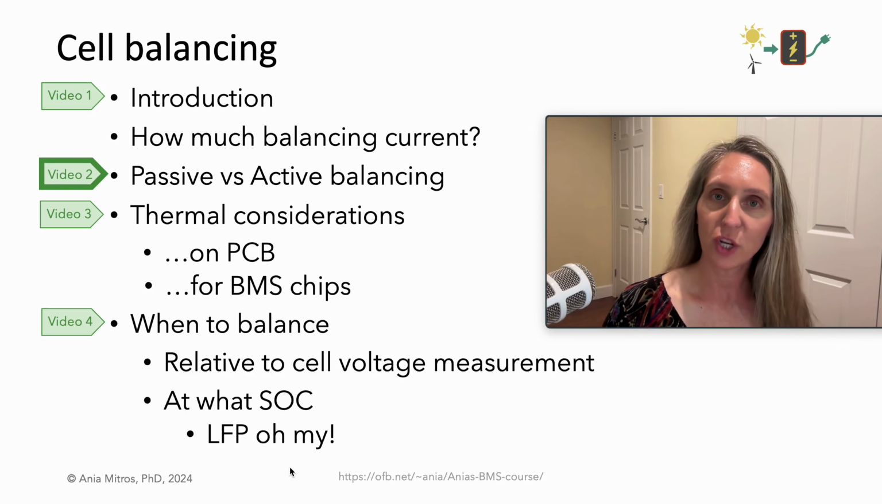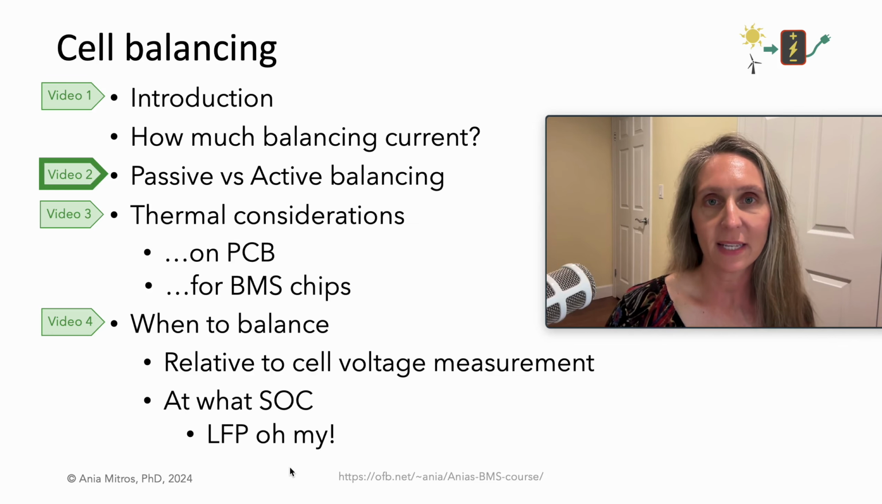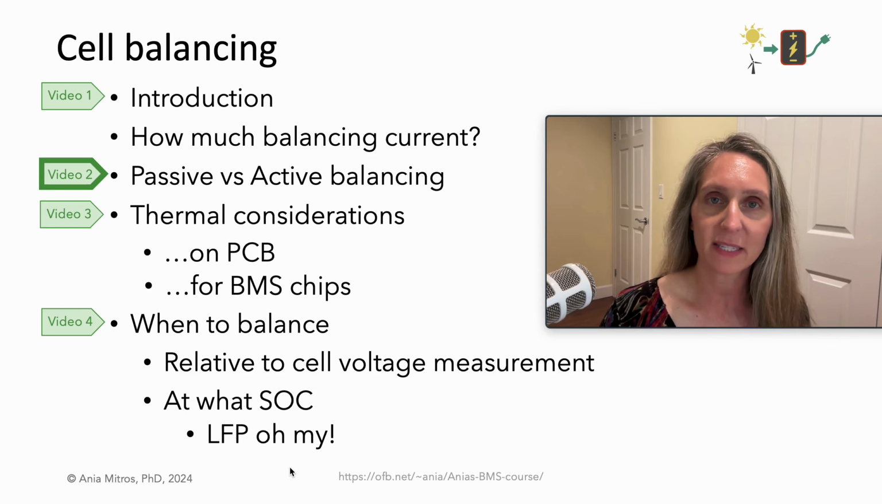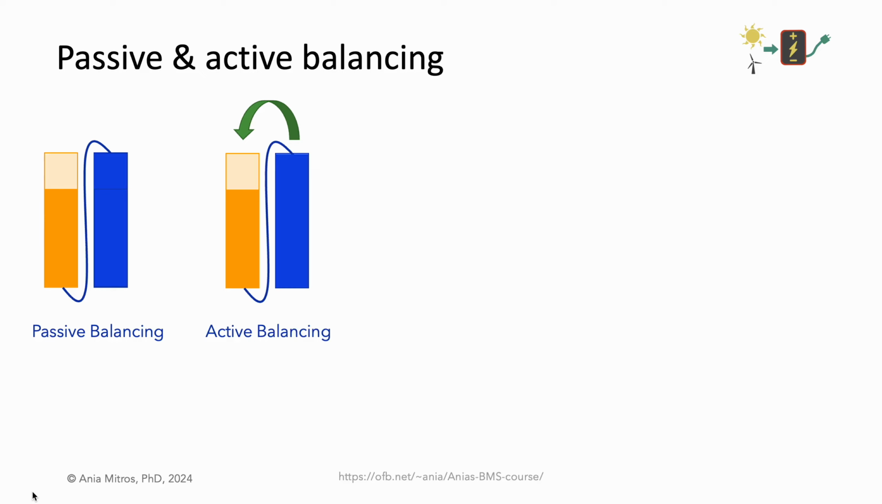This is video 2 in the lecture on cell balancing. We'll discuss the differences between active and passive balancing. Passive balancing is the most common approach to balancing, drawing energy from the highest cells through a passive element, namely a resistor. The energy difference is dissipated as heat.